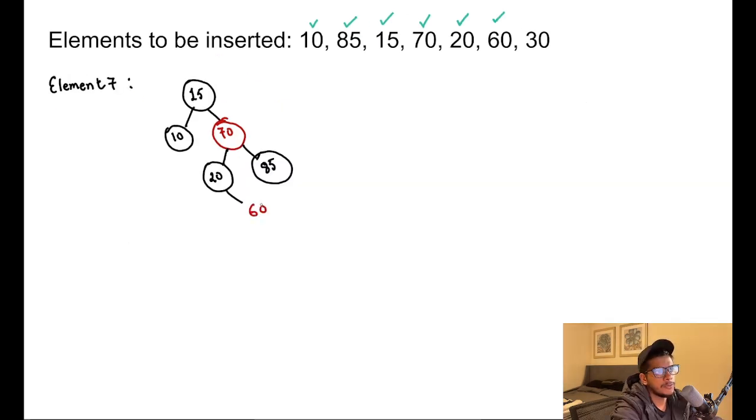So after we had finished inserting element 6, this was the last known balanced red black tree. Now let's see where we place element 30. 30 is greater than 15, so go right subtree. 30 is smaller than 70, left. 30 is greater than 20, right. 30 is smaller than 60, so it's going to be left. So we are going to add 30 as the left subtree of 60.